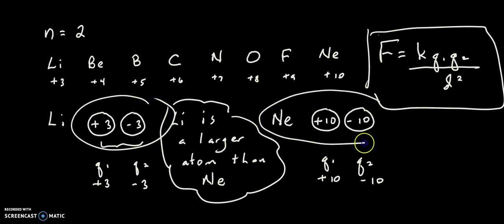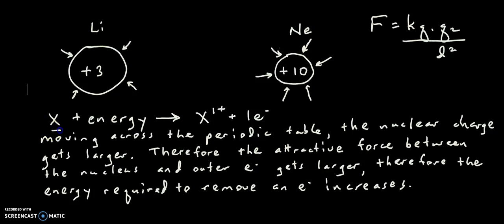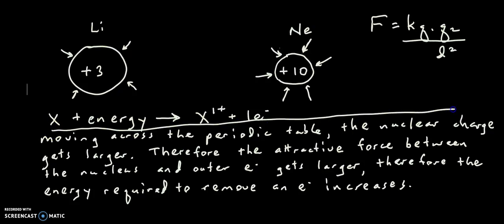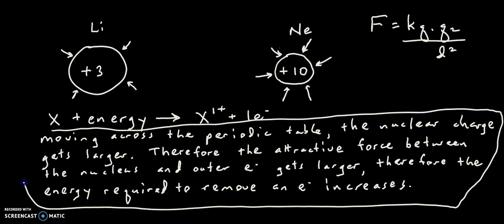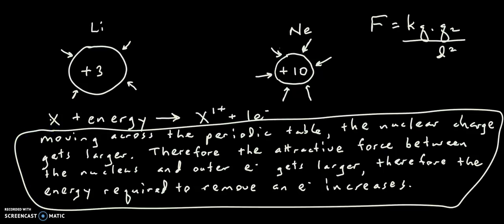Whereas in neon, we see a greater force of attraction between the nucleus and the outermost electrons, causing the atom to shrink. As we move across the periodic table, the nuclear charge gets greater and greater via the addition of protons. Therefore, the attractive force between the nucleus and outer electrons gets larger. Therefore, the energy required to remove an electron, our first ionization energy, will increase.